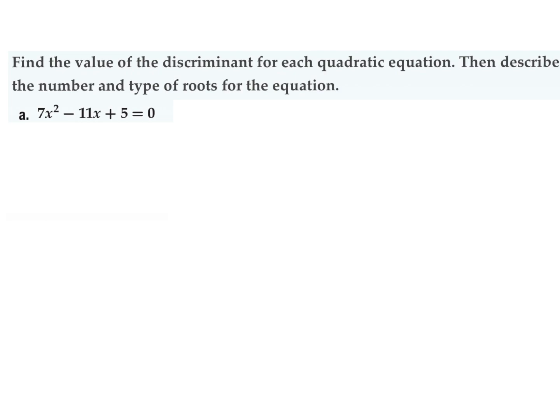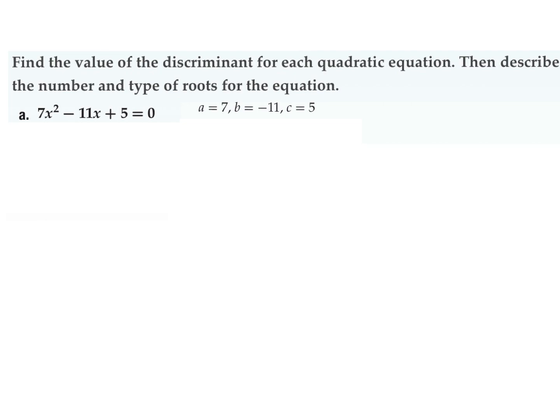So our first move, first off, is do I have one side equal to 0? Yes, I do. Okay, so what is A, B, and C? A is 7, B is negative 11, C is 5. So we have to identify those. That's important. Write those down. Just keep in the habit of doing that. A equals 7, B equals negative 11, C equals 5.